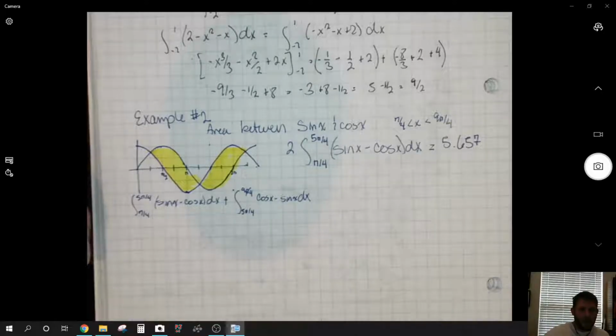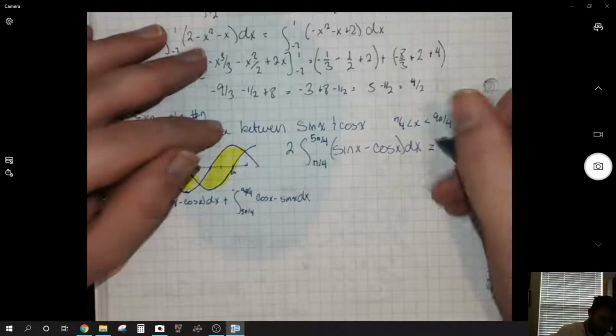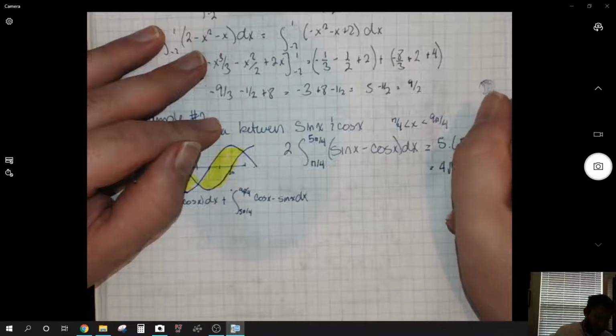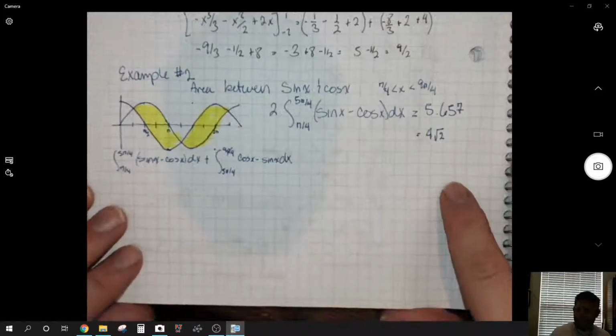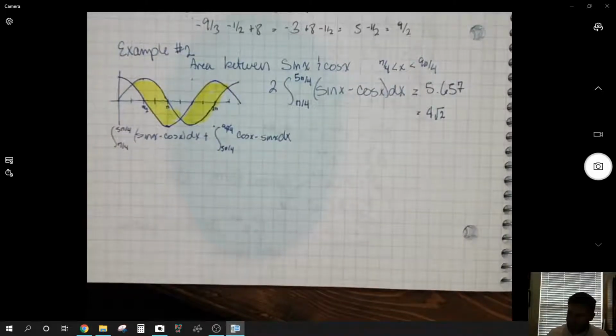Okay, so we're going to do one more problem to make sure that we know what we're doing. Let's see here. By the way, if you're going to do it by hand, it's 4 square roots of 2. All right, so let's go ahead and go on to our last example. I'm going to need another page for this one.